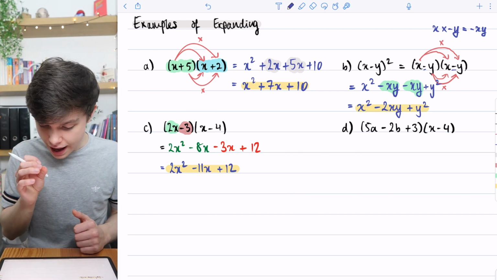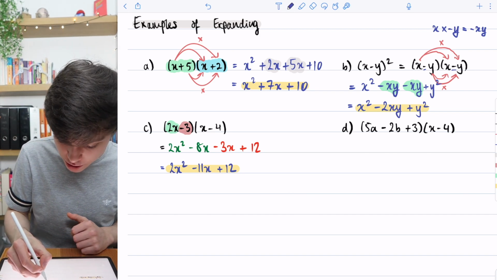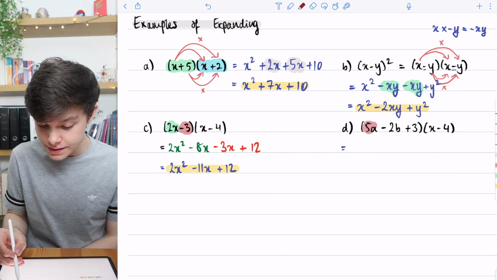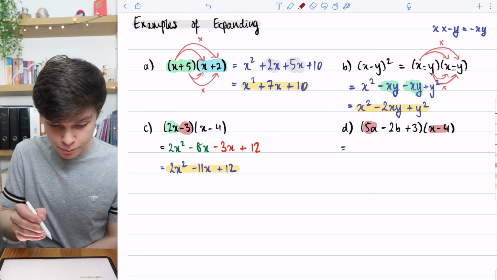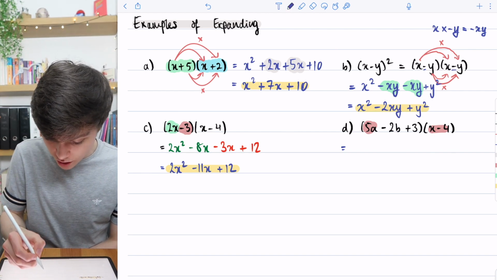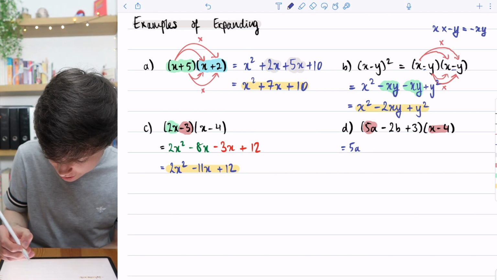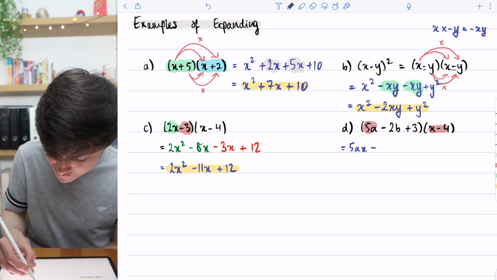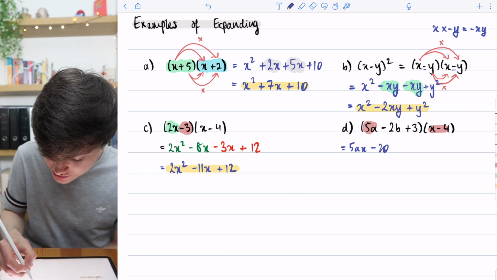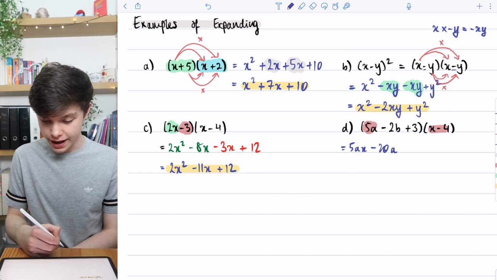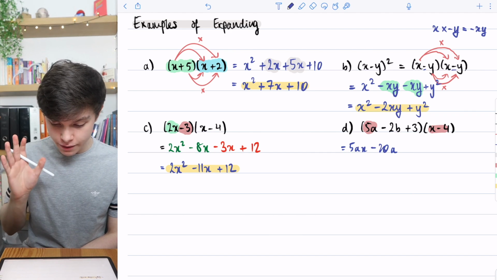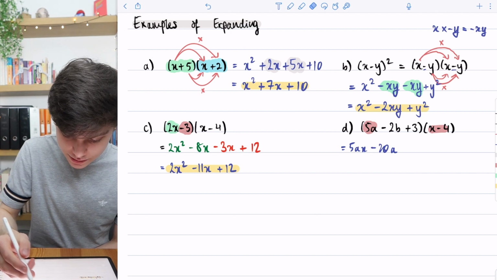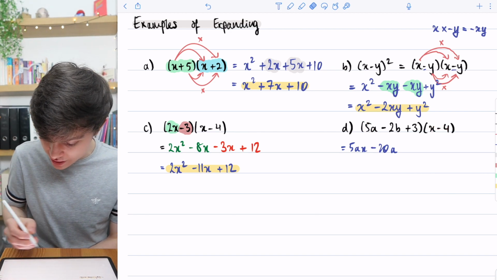Now you probably had a go at this, you might have been able to do it, but I'm going to do it with no arrows. I'm going to multiply the 5x by everything in that bracket first. So we're going to have 5ax, and then minus 5 times 4 will give me 20, and then we'll have an a on the end. Multiplying with the 5a and the x minus 4 complete. So let's get rid of that.